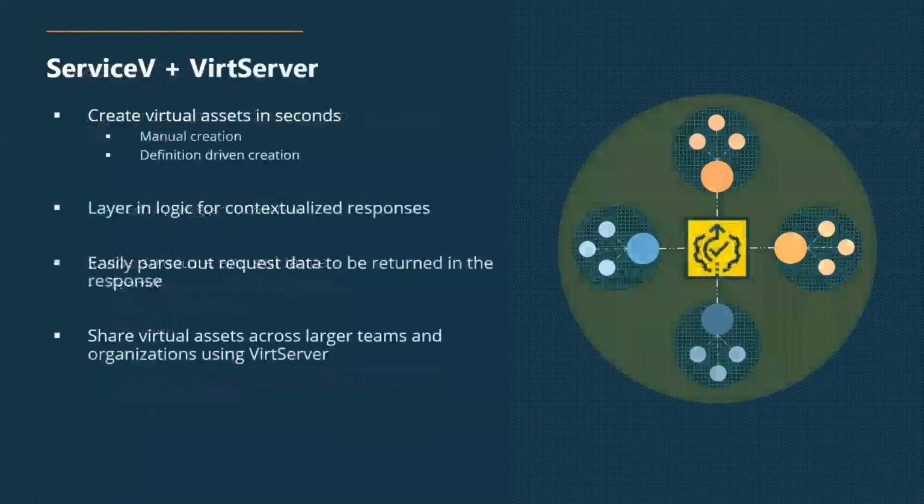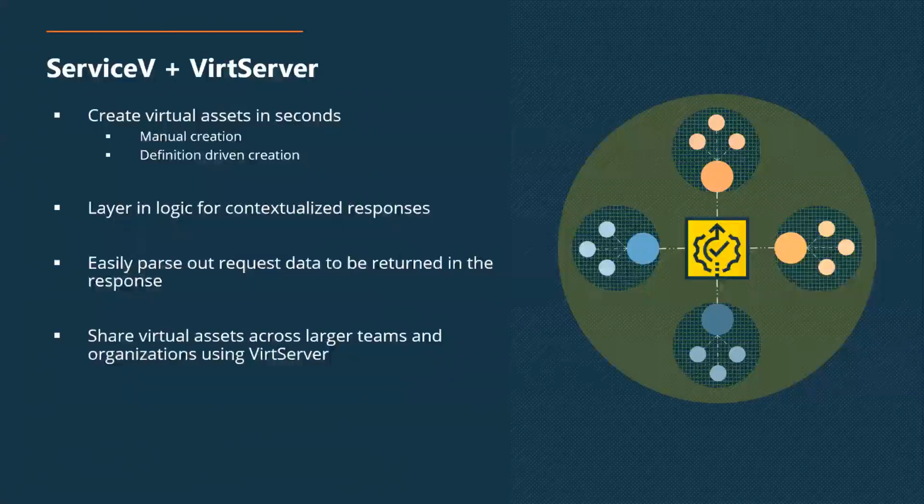So where does that fit in with our tooling for virtualization? Our tooling for virtualization is ServiceV and Virt Server. ServiceV and Virt Server allow you to create virtual assets in seconds using manual creation or definition-driven creation, so importing directly from the OpenAPI specification definition that you have, and then go ahead and build a virtual service from here. You can layer in logic for contextualized responses.